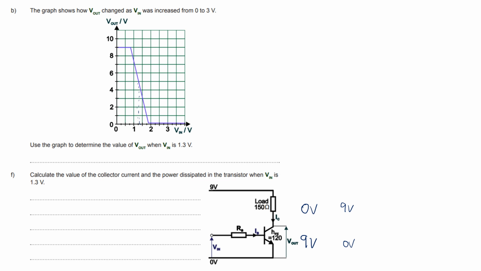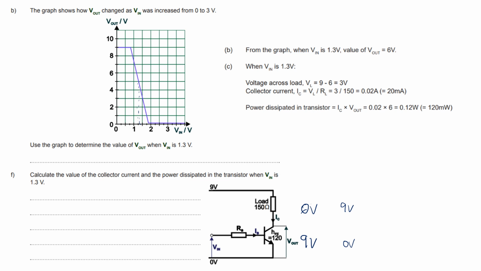Anyway, and then calculate the value of the collector current and the power dissipated in the transistor when V in is 1.3 volts. So obviously it depends on what value you've chosen here. Let's see what the examiner has chosen. We'll go with what they've chosen. Yeah, they've chosen 6 volts. I'm not convinced that's 6 volts, to be honest. Maybe, I don't know. But anyway, they've chosen 6 volts.